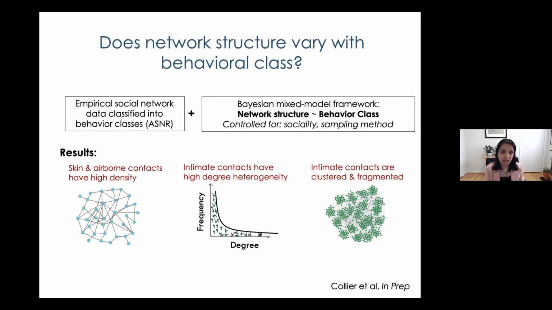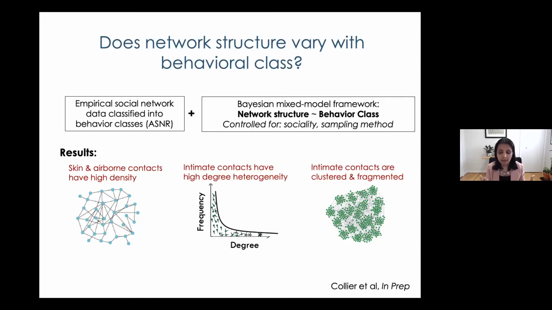Additionally, intimate contacts are fragmented and modular. That's supposed to say not clustered. My apologies for the typo. They're not clustered, but they are fragmented and modular.